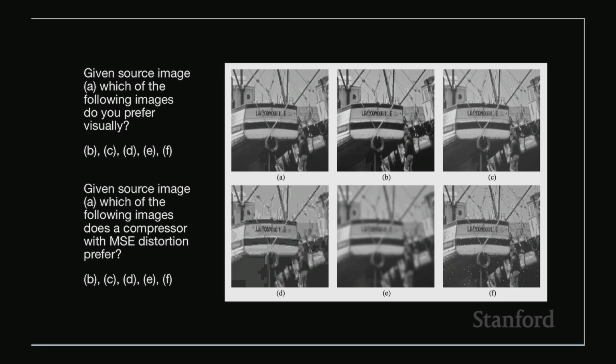So it's clear, right? If I have to choose among B, C, D, E, F, I'll choose the compressor which gives me B, for example, at similar rate, compared to C, D, E, F. Now let me ask a different question. Given this source image A, which of these images B, C, D, E, F would a compressor which is designed to optimize for mean square error distortion prefer?